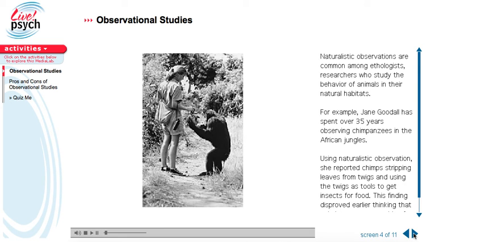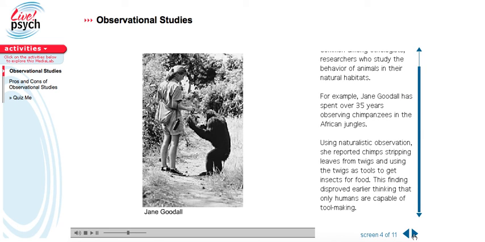Naturalistic observations are common among ethologists, researchers who study the behavior of animals in their natural habitats. For example, Jane Goodall has spent over 35 years observing chimpanzees in the African jungles. Using naturalistic observation, she reported chimps stripping leaves from twigs and using the twigs as tools to get insects for food. This finding disproved earlier thinking that only humans are capable of tool making.